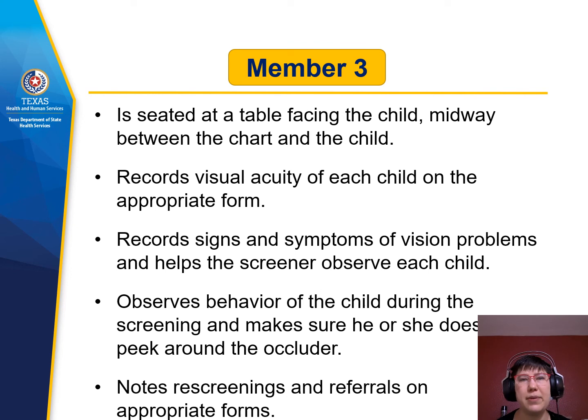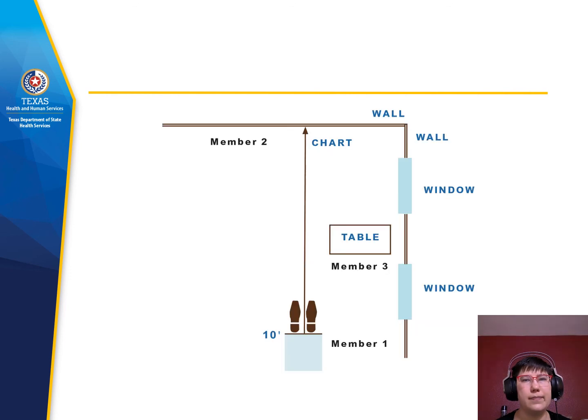And if you have a member 3, they should be seated at a table facing the child, midway between the chart and the child. They're the ones who do the writing and drawing and recording signs and symptoms, and observe the behavior of the child during the screening, and make sure he or she does not peek around the occluder. And they're noting screenings and referrals on the appropriate form. So if you have all of those people, member 1's here, member 3 is here, and member 2 is down by the end of the chart.